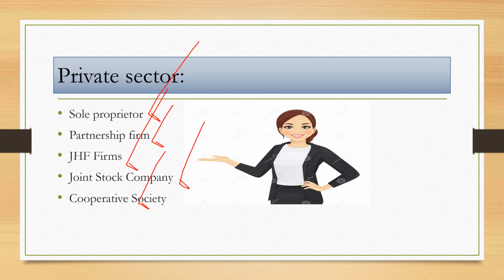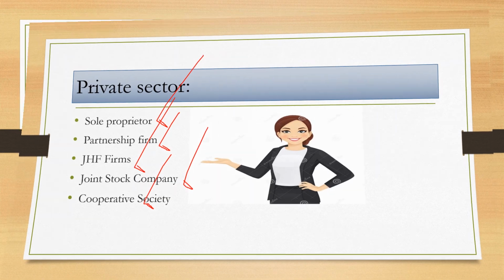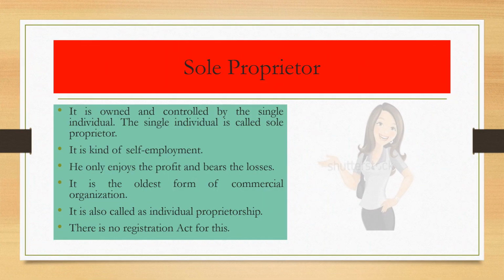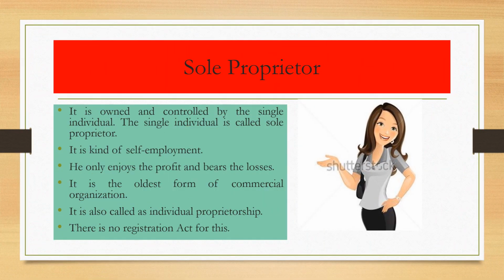Then we'll see detailed explanation further. So now we'll discuss about sole proprietor. So who is sole proprietor? Sole is nothing but a single person. So this business is controlled by a single individual. A single individual is called sole proprietor. It is a kind of self-employment. He enjoys profit and bears the losses as he is the only person.